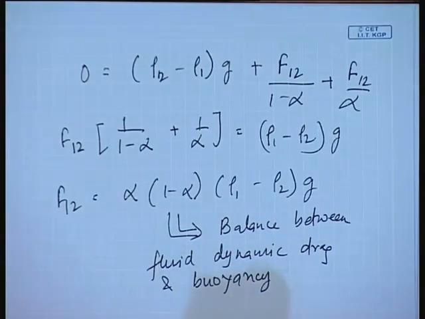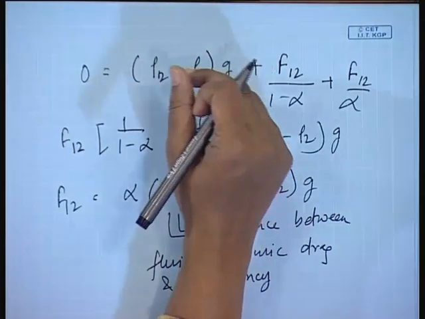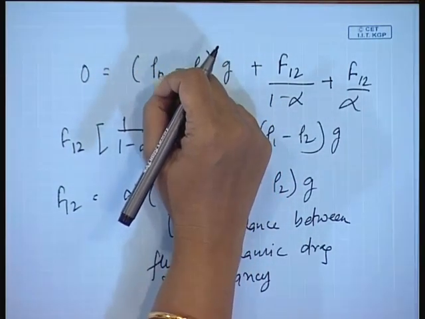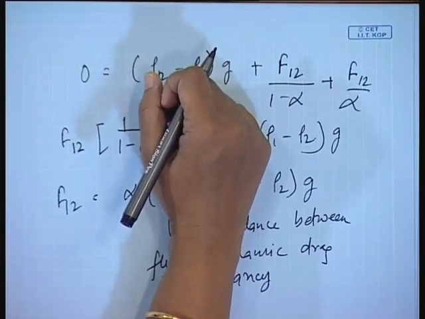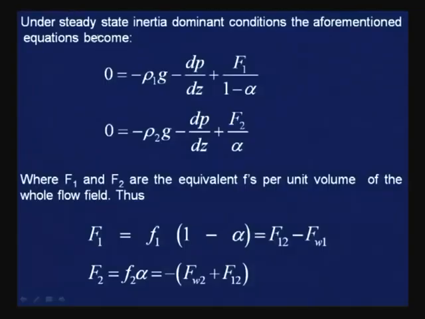Is it clear to all of you what I had tried to do? What we did first was write down the momentum balance equations, and then we took them for steady state conditions under inertia dominant conditions. If you see the PPT, you will notice that initially for the steady state inertia dominant conditions, we got this. Then we substituted F1 and F2.